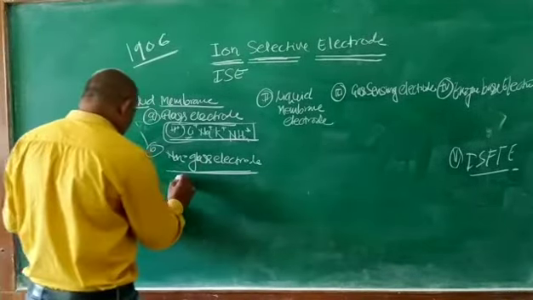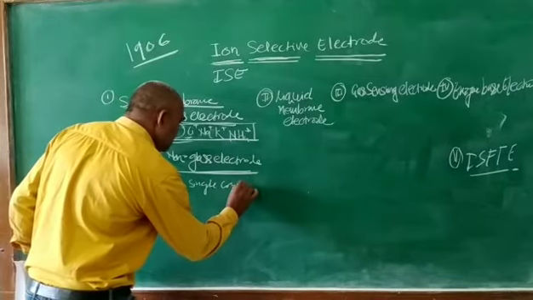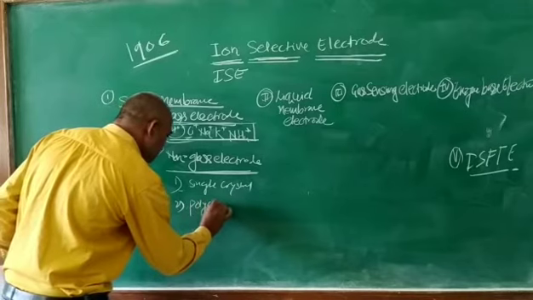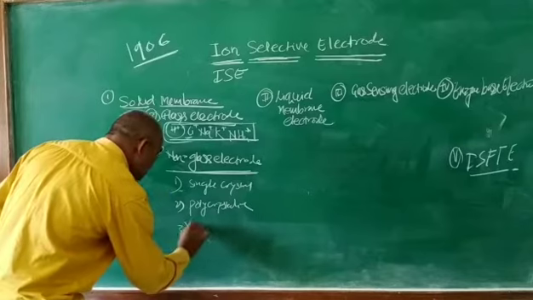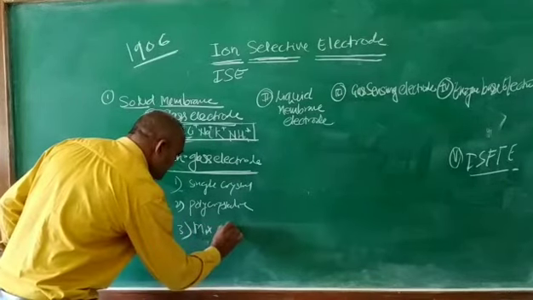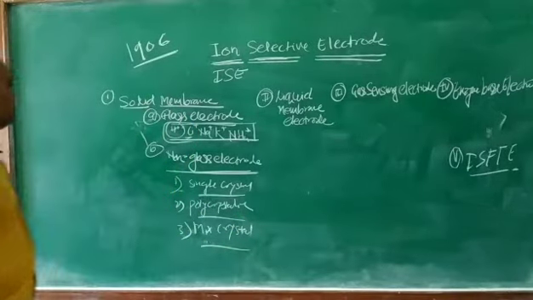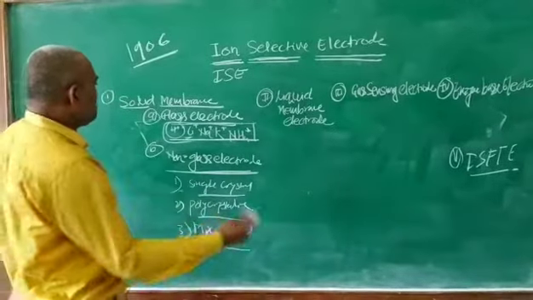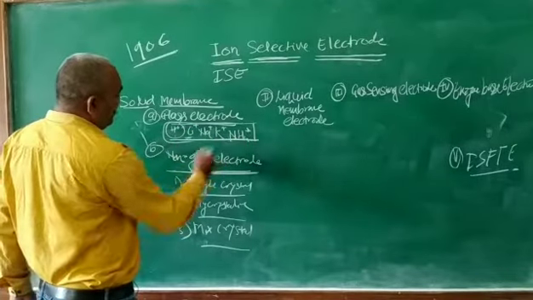The non-glass electrode is further divided into single crystal, polycrystalline, and third, mixed crystal. So first, as we see, with the glass electrode we check hydronium ion, lithium, sodium, potassium and ammonium.